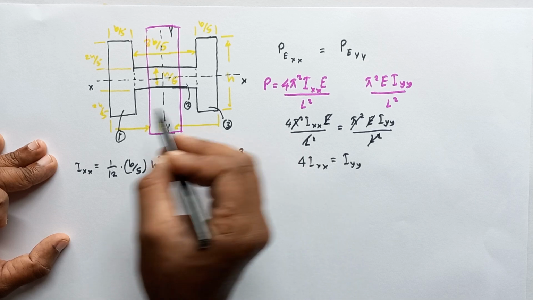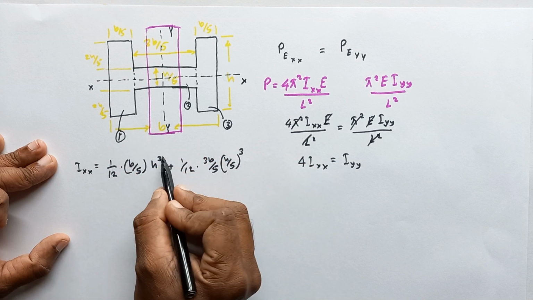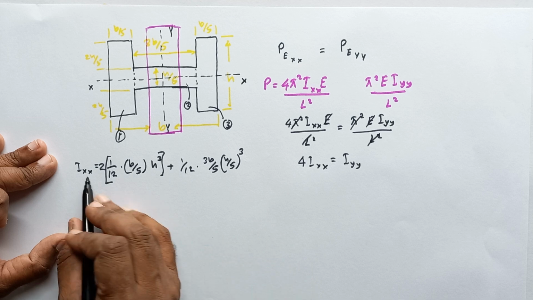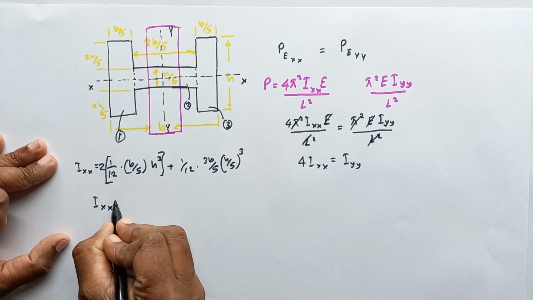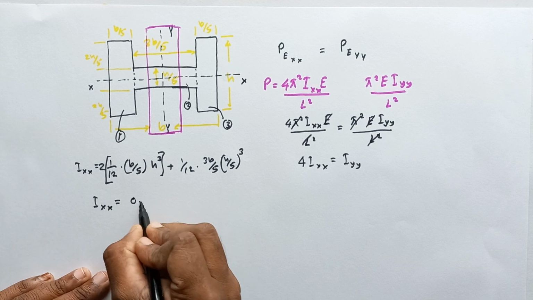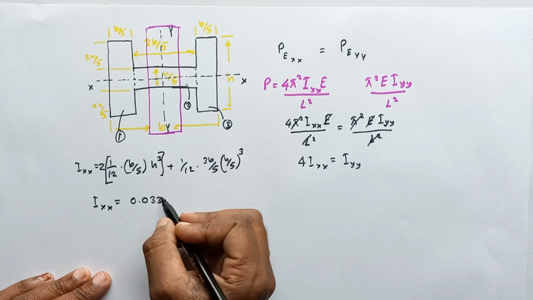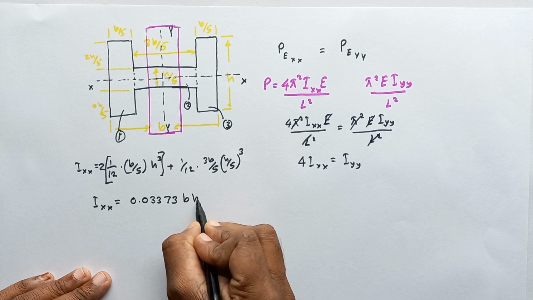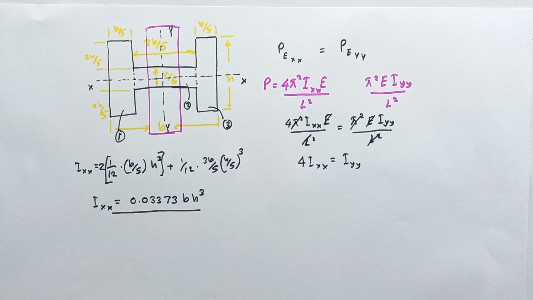Here you can see the third area is also similar to the first area, so I'm going to multiply this by 2. This is the Ixx. By simplifying this equation, we can calculate the Ixx value. That is equal to 0.03373 B H cube. This is the Ixx.